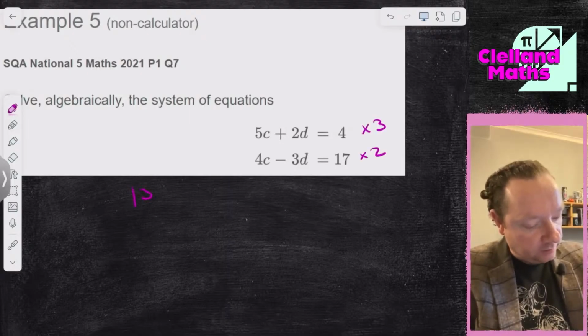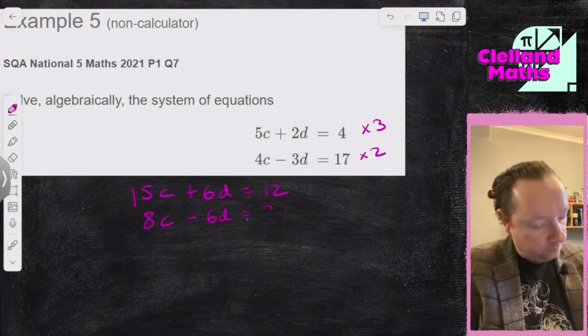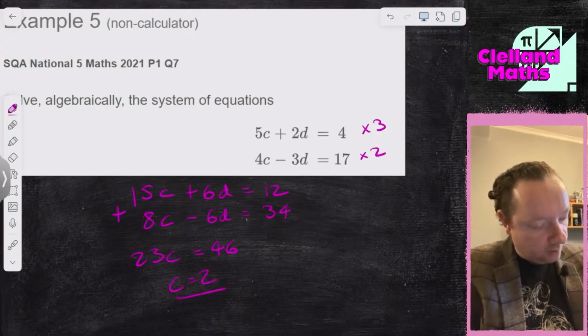3 5s is 15c. 3 2s is 6d. And 3 4s is 12. 2 4s is 8c. 2 3s is minus 6d. And 2 times 17 is 34. So 15 plus 8 is 23c. And then 34 plus 12 is 46. So c is 2. Now we can sub in.